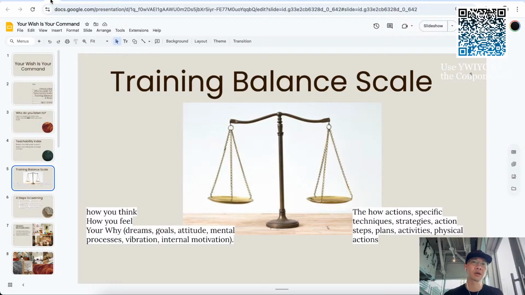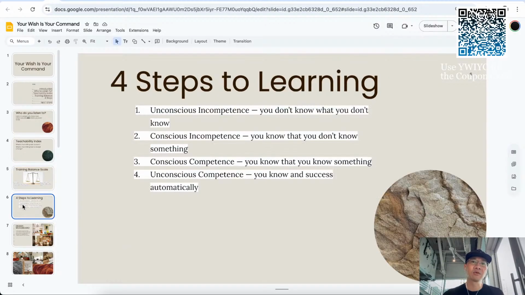So, working on this call. Lastly, we're going to talk about the 4 steps to learning. I'm going to take a little bit of a break, and if you're on this call, you can ask me different questions. We already covered a lot of information regarding your wishes, your command, the CD set.